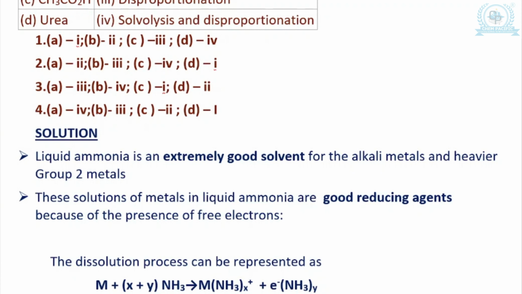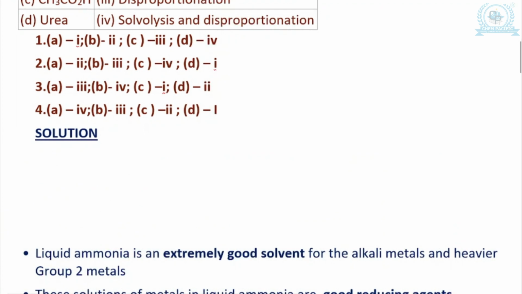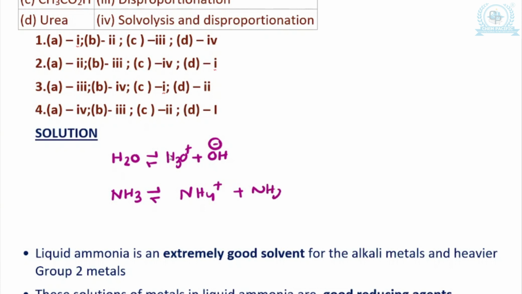Now see, liquid ammonia is a solvent. When you talk about solvent, the first thing that comes to your mind is water. Water is a very good solvent, and exactly like water, liquid ammonia is also a very good solvent. Water, being a solvent, gets dissociated into H plus and OH minus. How do you write H plus? You basically write H plus as H3O plus, because H plus does not exist. So H3O plus and OH minus. Likewise, liquid ammonia being a solvent will also get dissociated into NH4 plus and NH2 minus.